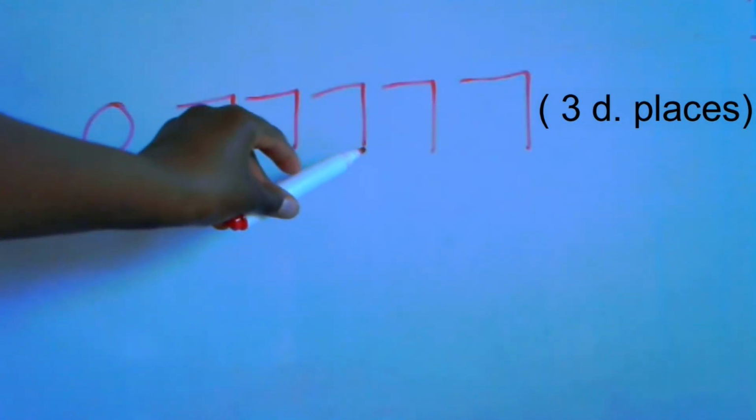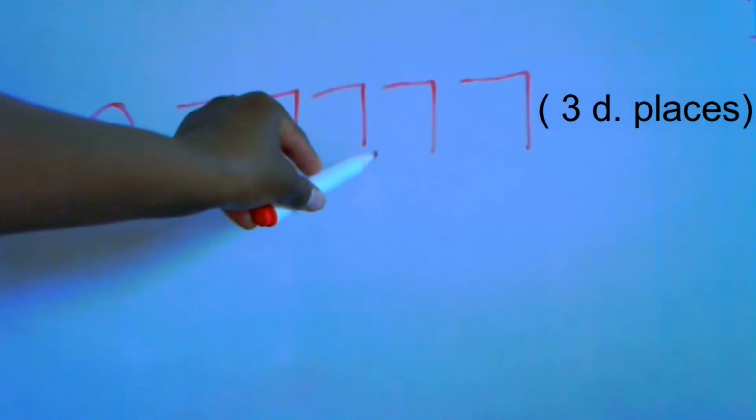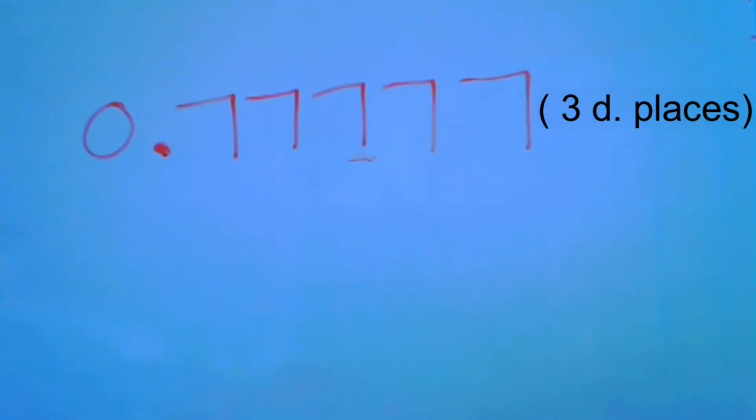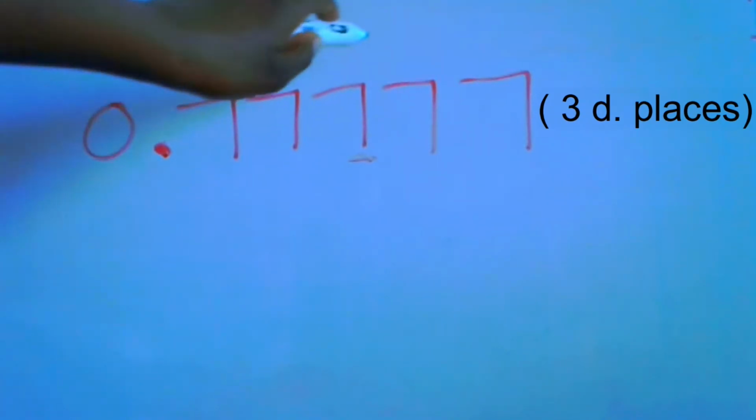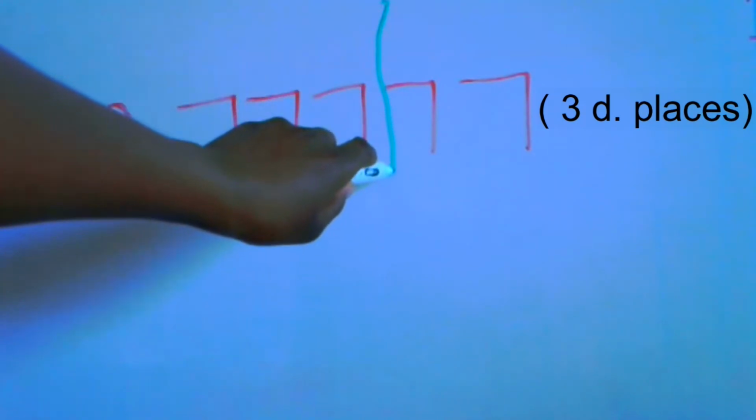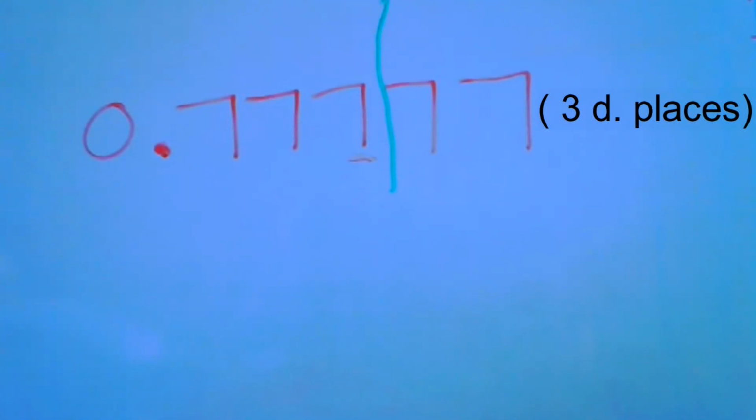Well, let's look at our next number. It's 0.77777. We have to round this one off to 3 decimal places. So let's count our decimal places. 1, 2, 3. So there ends our decimal places. And our block, our cutoff block, we place it there.